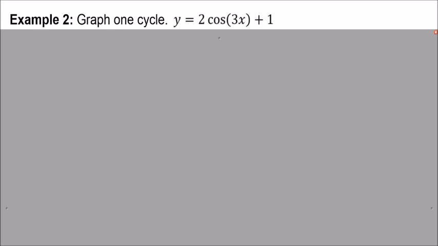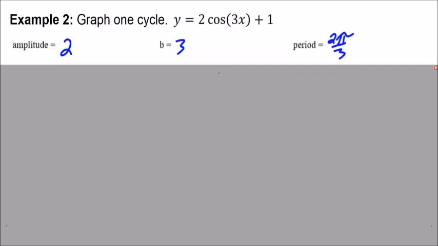So I want to graph one cycle of y equals 2 cosine of 3x plus 1. So some initial analysis, we can see the amplitude is a positive 2. And then our value of b is 3. That's the number of cycles we have from 0 to 2 pi. So if we were to graph this thing from 0 to 2 pi, you would actually see 3 full cycles. But all we need to do is graph one cycle.